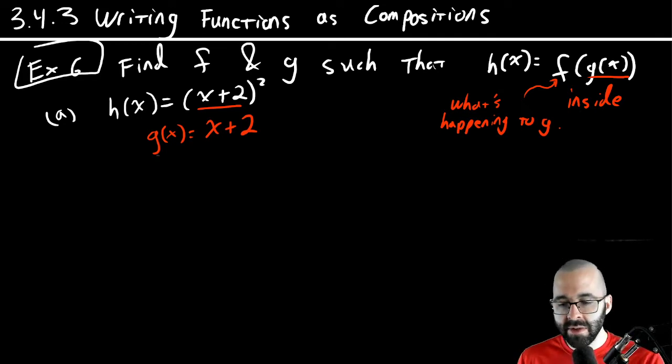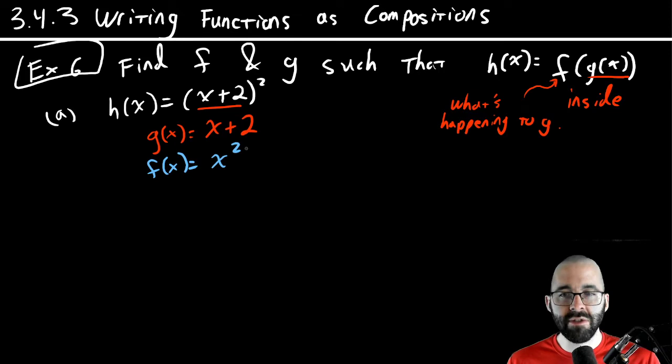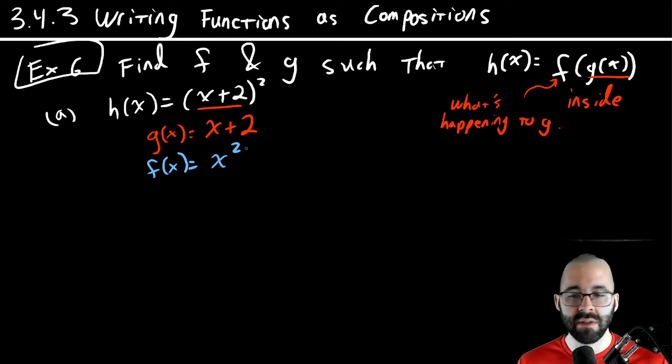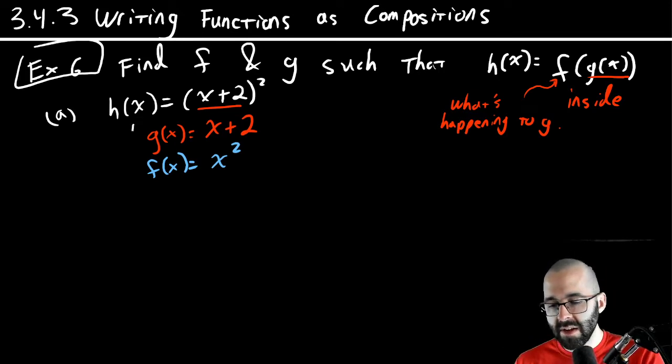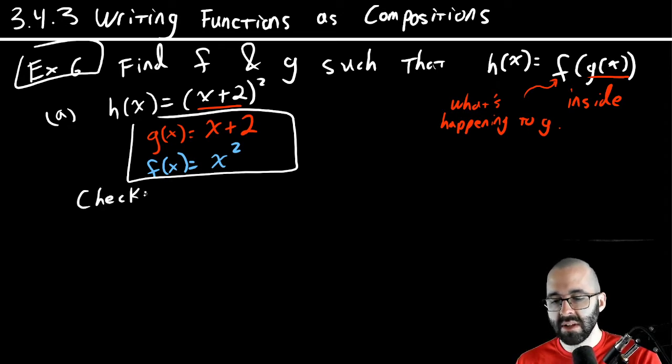Well, then function f is just what's happening to this. What are we doing to x plus 2? Why, we're squaring it. So the squaring function, x squared, is our f. And this is our answer. And let's check our answer real quick. Let's see if our answer checks out.